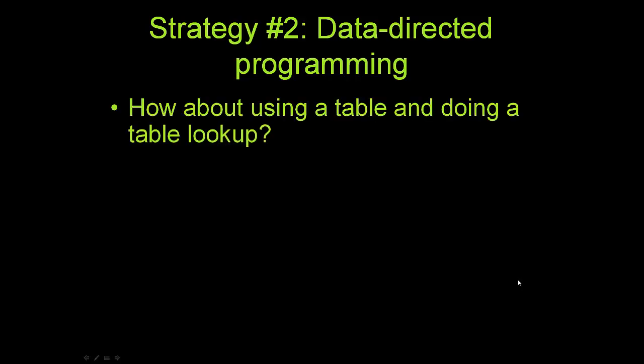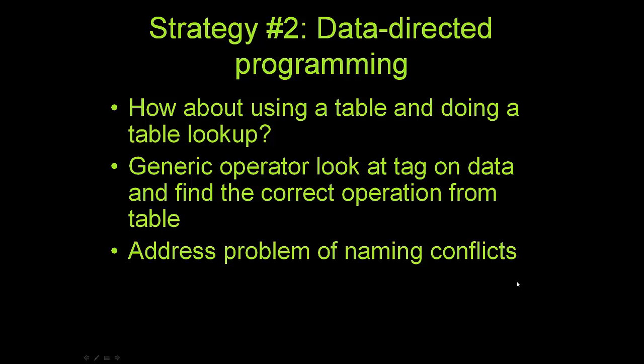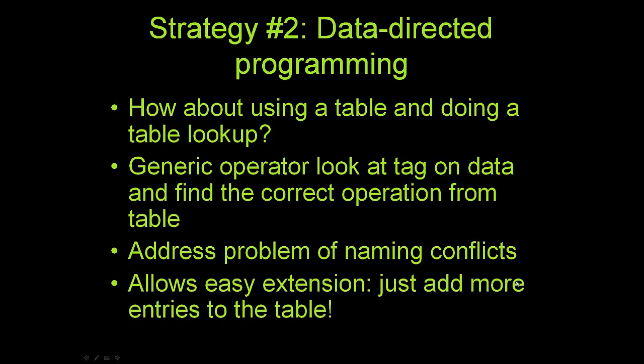The idea is to use what we call a table lookup. Essentially we have a table, and we figure out how to match the function to the data type by looking at the table. When you have a generic operator, the operator will look at the tag on the data, and then the correct operation required for the data is found from this table. This method also addresses the problem of naming conflicts, and it allows us to add new types easily. What you do is just add more entries to the table.